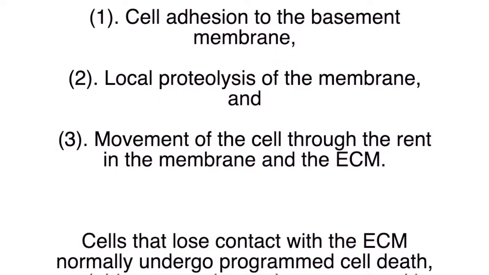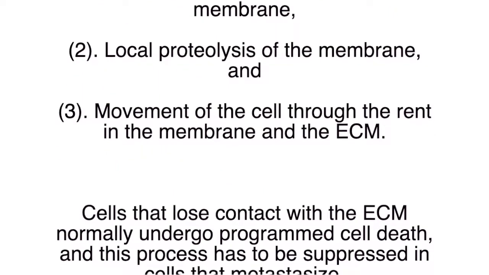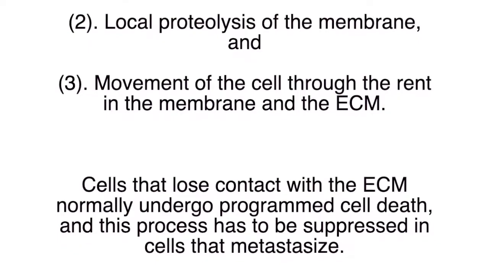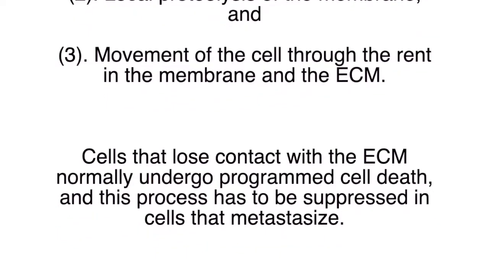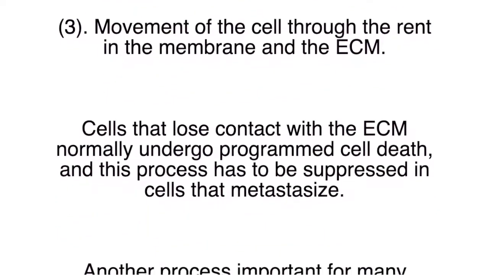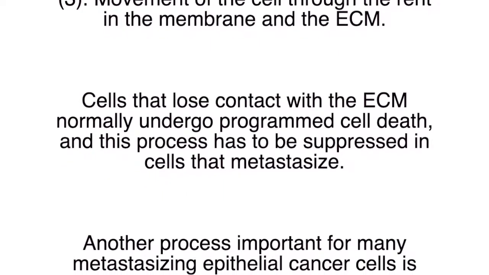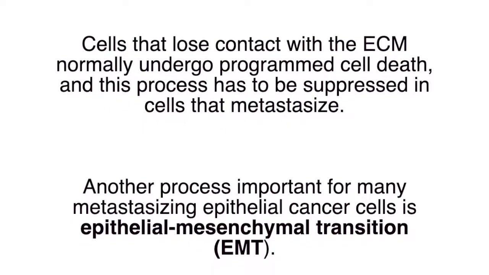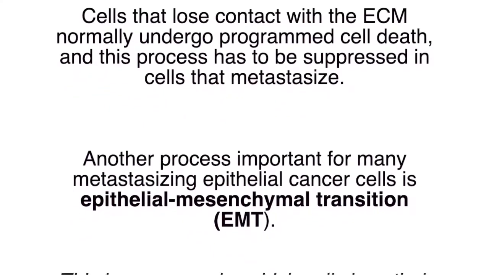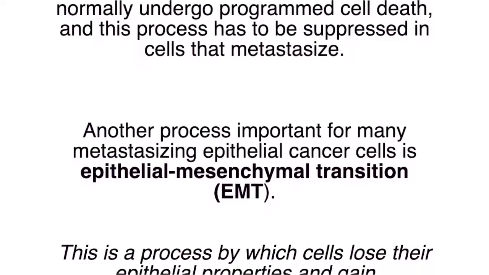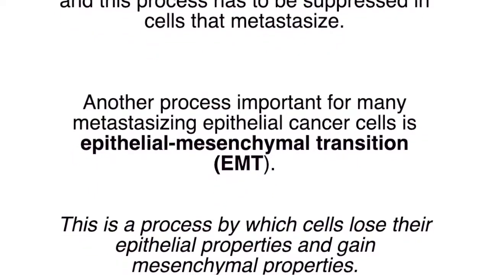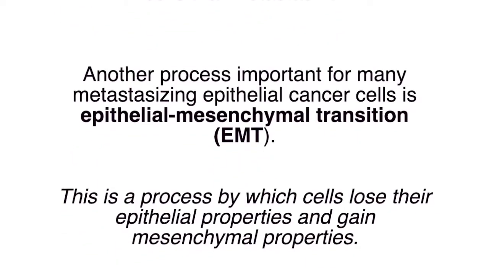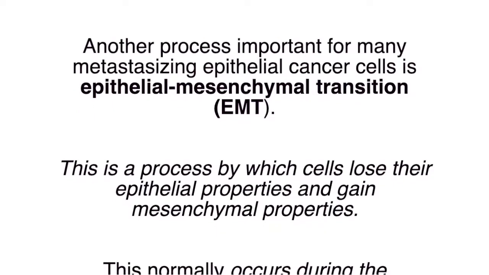Cells that lose contact with ECM normally undergo programmed cell death, and this process has to be suppressed in cells that metastasize. Another process important for many metastasizing epithelial cancer cells is epithelial mesenchymal transition. This is a process by which cells lose their epithelial properties and gain mesenchymal properties.